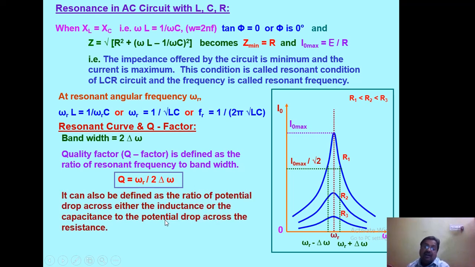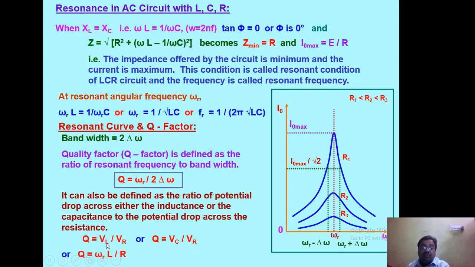Also, quality factor may be defined as the ratio of the potential drop across the individual inductance or the capacitance to the potential drop across the resistance. If it is inductance, it will be VL by VR. If it is capacitance, it will be VC by VR. So it will have no unit, being the ratio of two voltages.